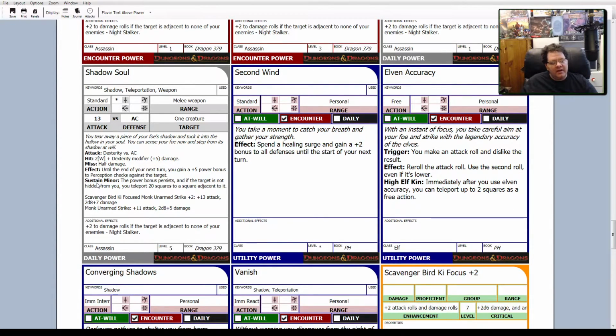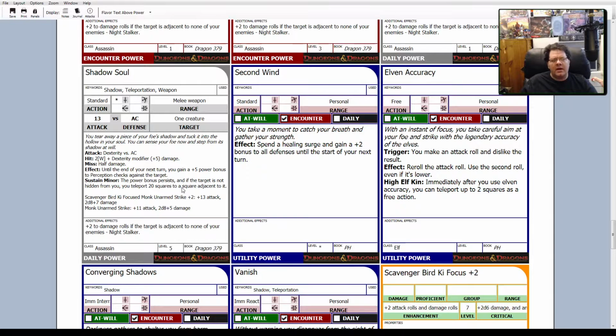However, for a sustained minor, the power bonus persists, and if the target's not hidden from you, you teleport 20 squares to a square adjacent to it. So effectively 20 squares, again, a square is 5 feet, so that's 100 feet. As long as the creature's within 100 feet of me, for a minor action, I can just bamf to it.